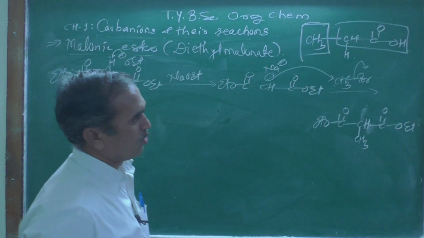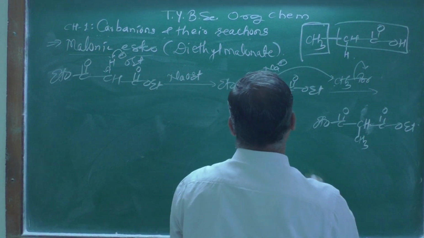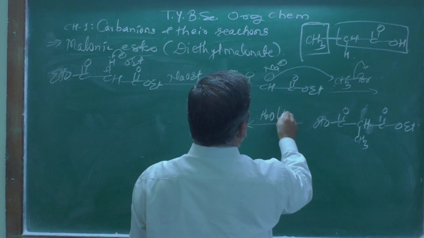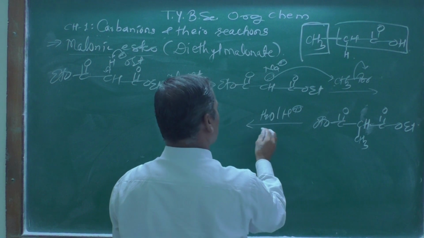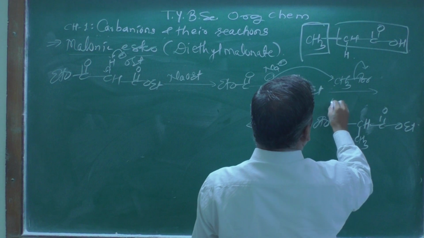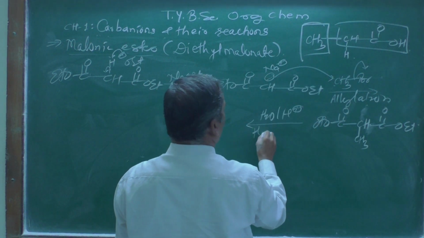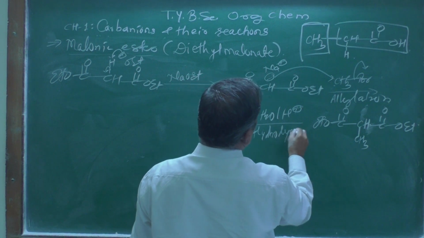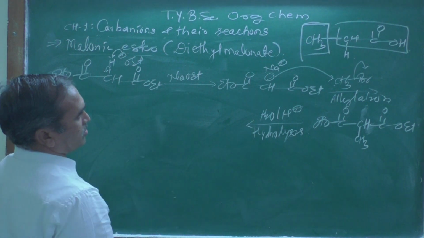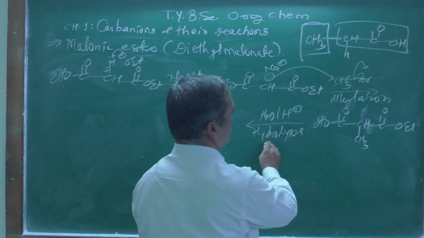Understood this one? Okay. Now this is an alpha substituted malonic ester we got, and after that we are hydrolyzing it, H2O in presence of H plus. This one is known as alkylation, and this process is known as hydrolysis. The first one is known as the formation of carbanion, right? Now in the hydrolysis, what is going to happen?